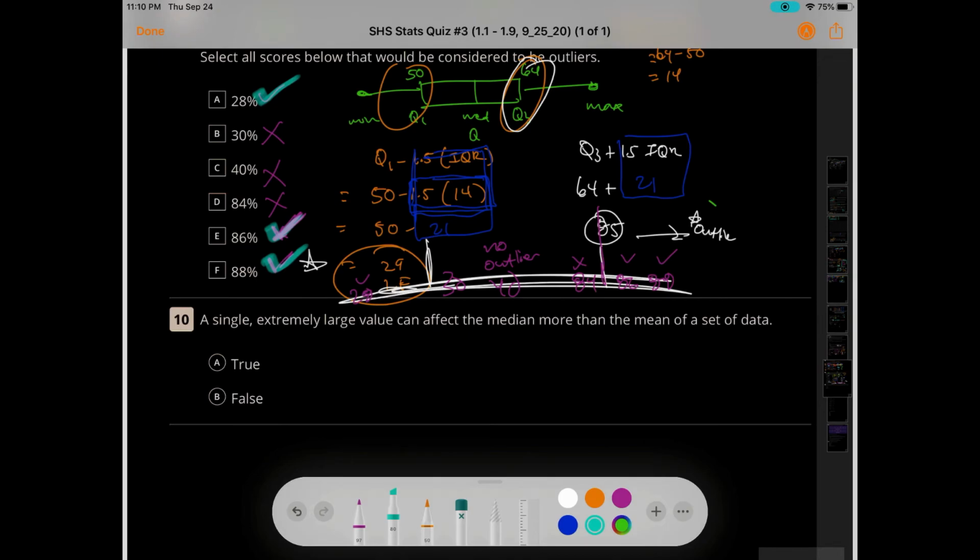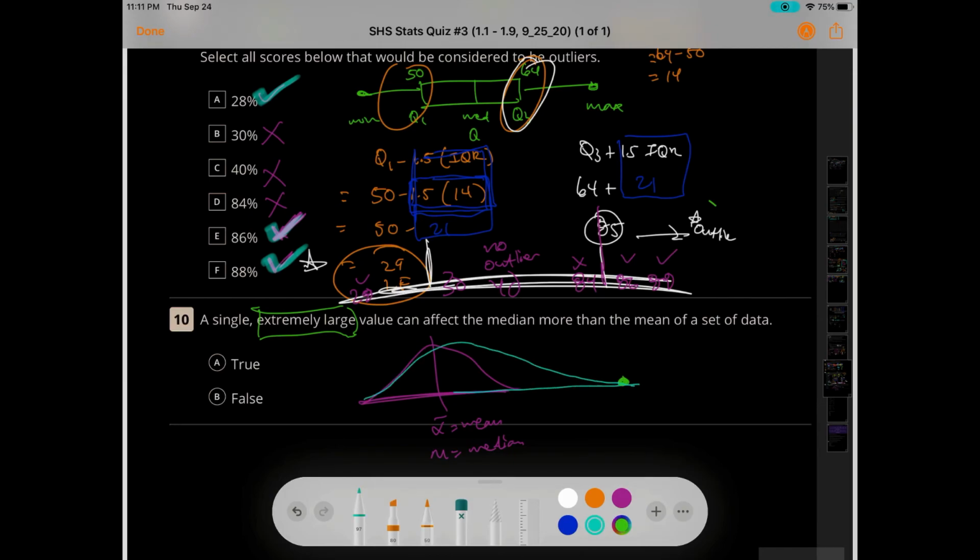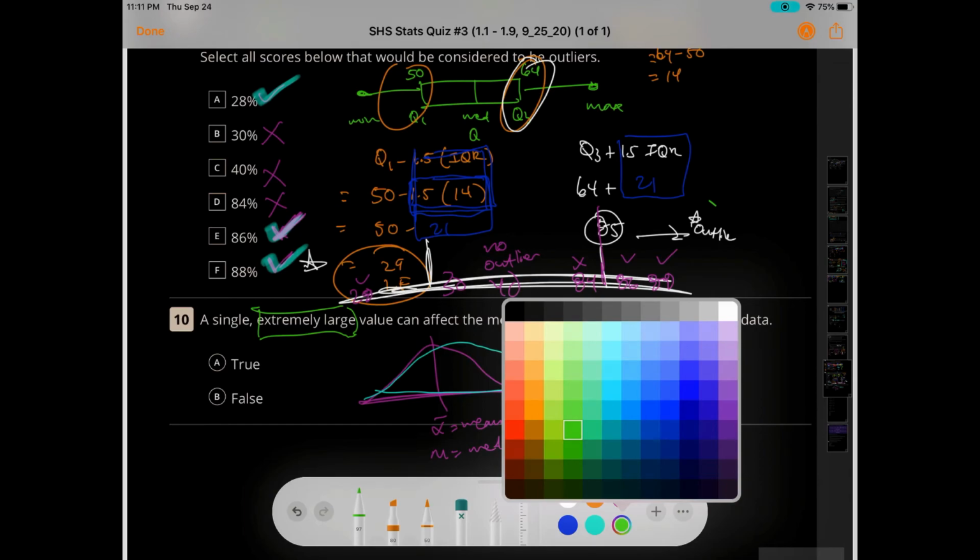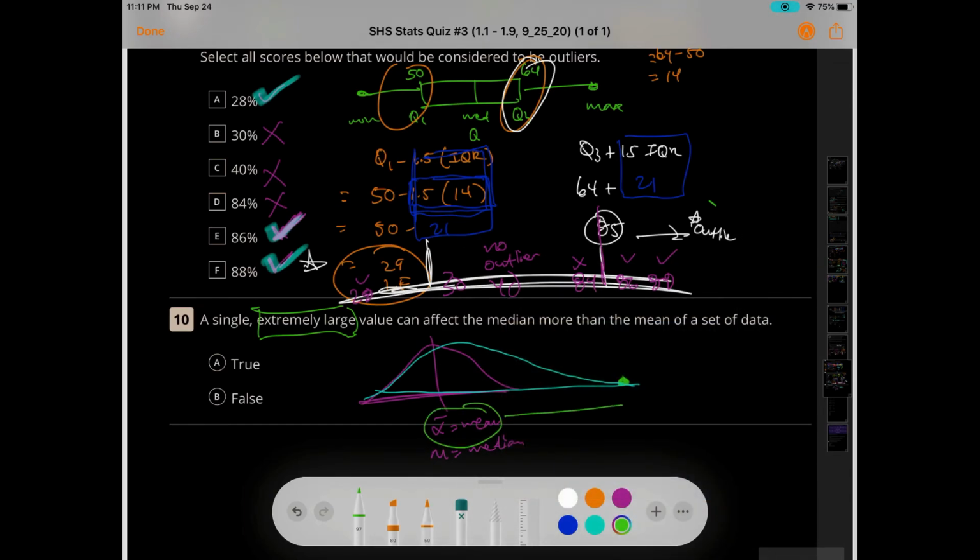And question number 10: a single extremely large value can affect the median or the mean of a data set. Remember, if it looks normal, this is your mean, x bar, and M for median. They're exactly the same. But this extra large value comes in here, and what does that do? It stretches your data now, and the one that it can pull is the mean. It goes this way.